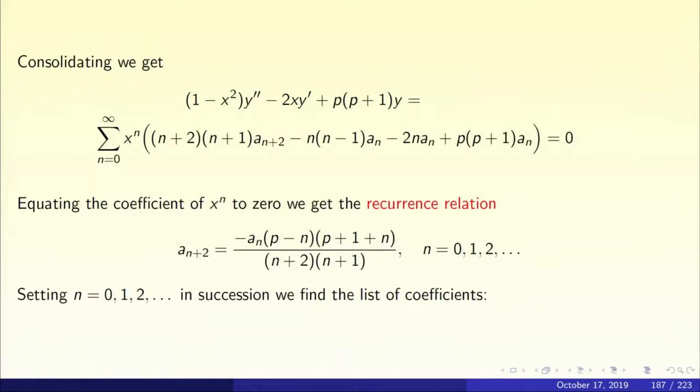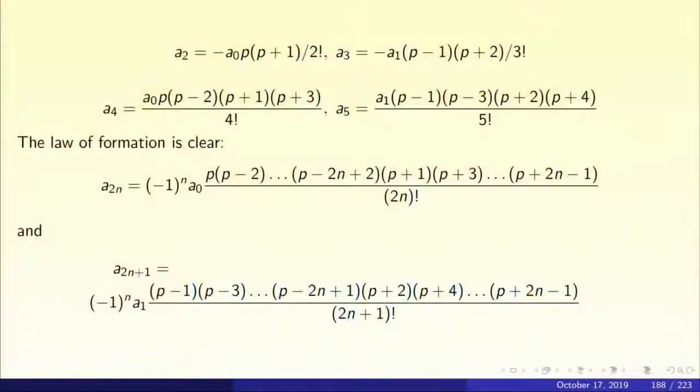So let us set n equal to 0, 1, 2, 3 in succession, and let us find what we get. Suppose I put n equal to 0, then we get minus a0 into (p+1) upon 2 factorial. So let's record that: a2 equal to minus a0 into (p+1) upon 2 factorial. Put n equal to 1, you get a3. a3 will be minus a1 into (p-1)(p+2) upon 3 factorial. Put n equal to 2.